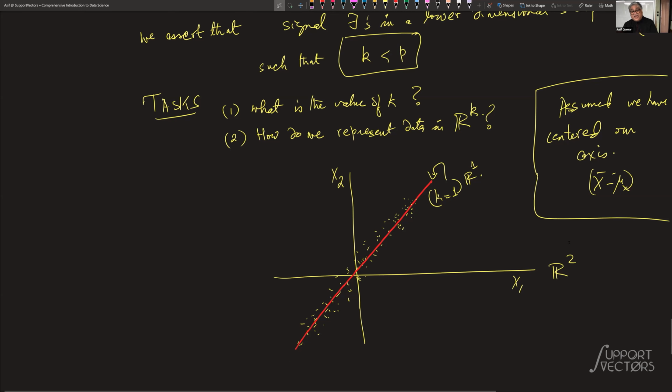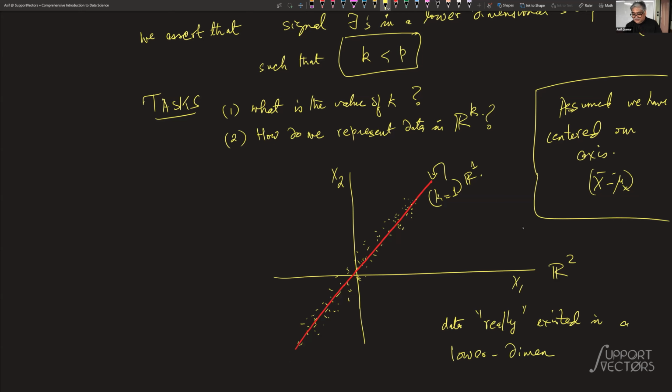So that is a crucial thing. You have discovered a structure of the data. When you do this and you find that it works, what you find is data really existed in a lower dimensional hypersurface. And now this generalization, I said hyperplane, but what about non-linear surfaces?